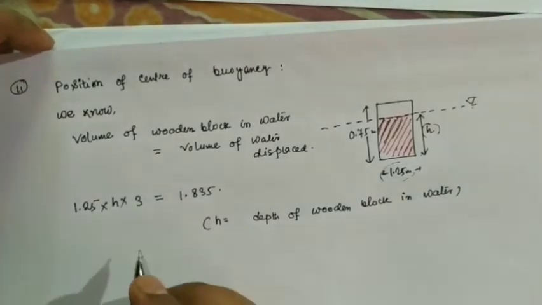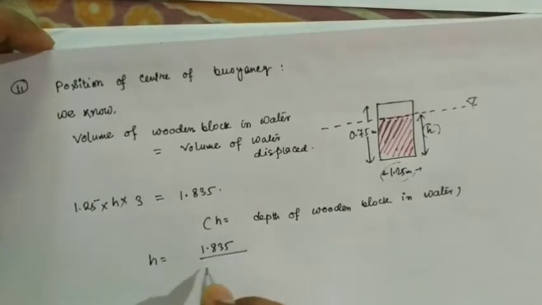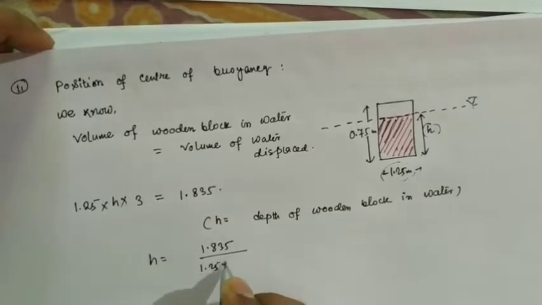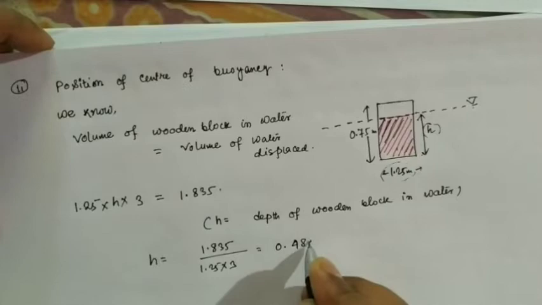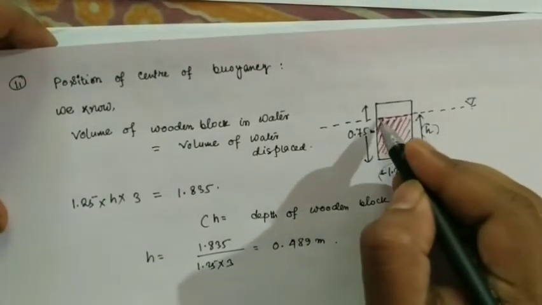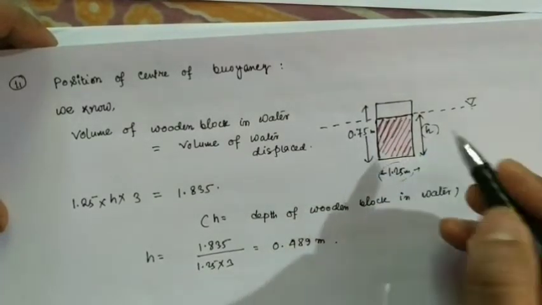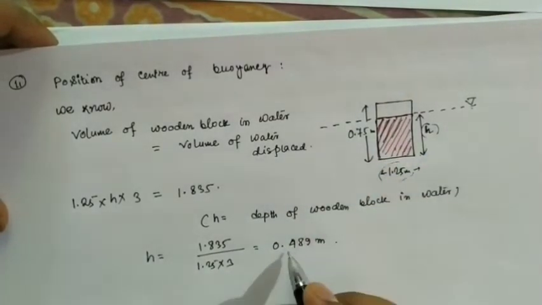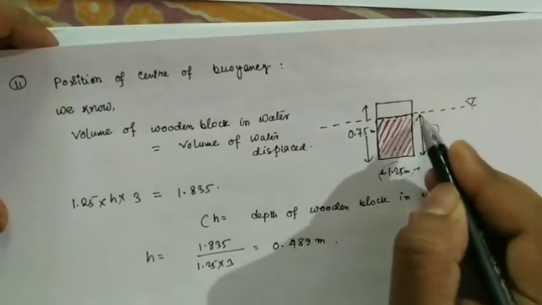Now what will be the result of H then? H will be 1.835 divided by 1.25 into 3. It will be 0.489 meter. Look, this portion of the body is in water and we got the result of H as 0.489. Then what will be the center of buoyancy? It will be just the middle of H.